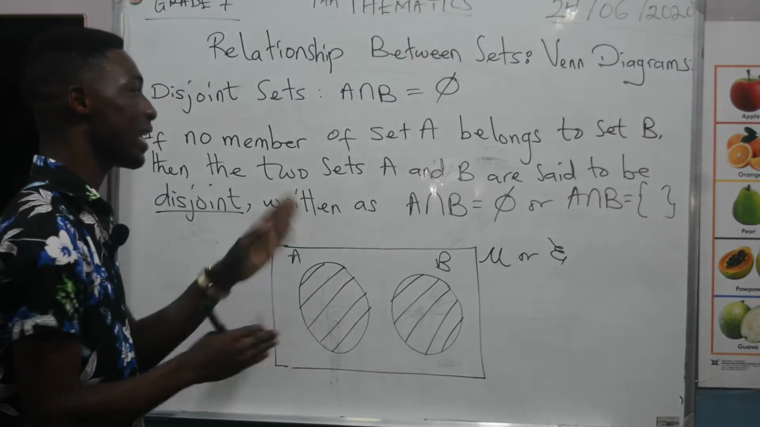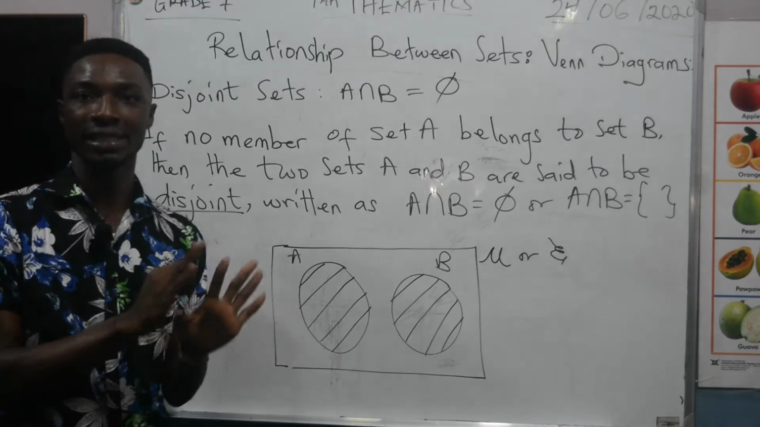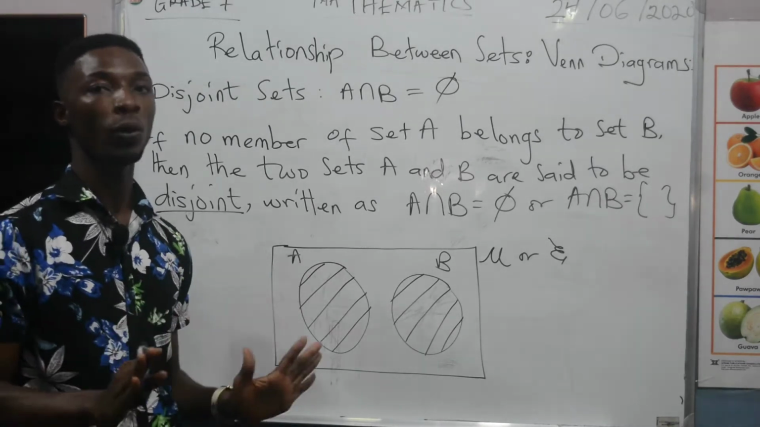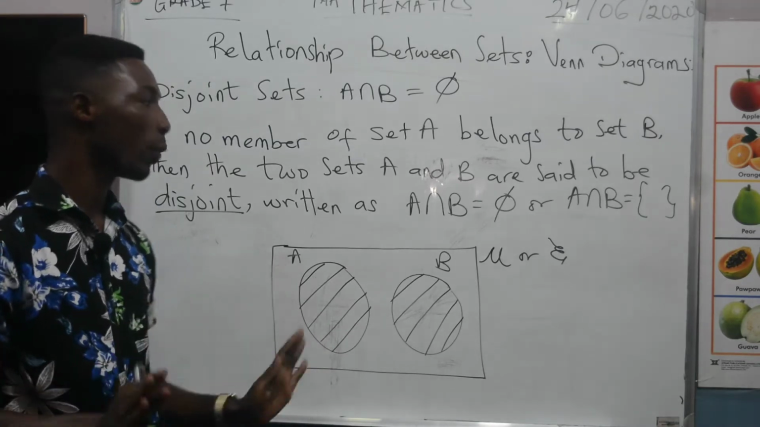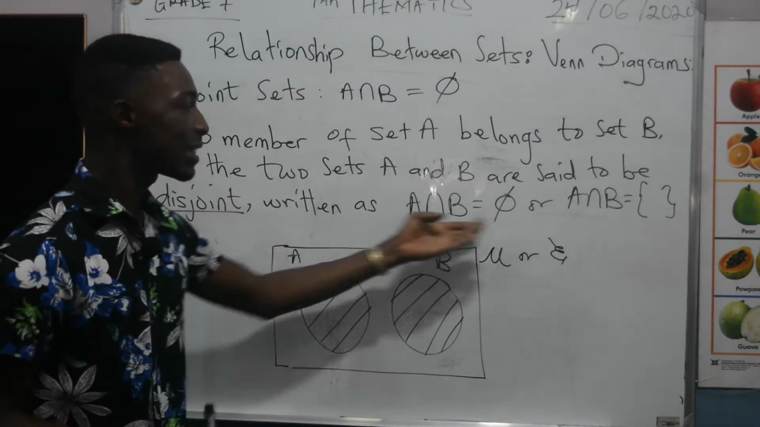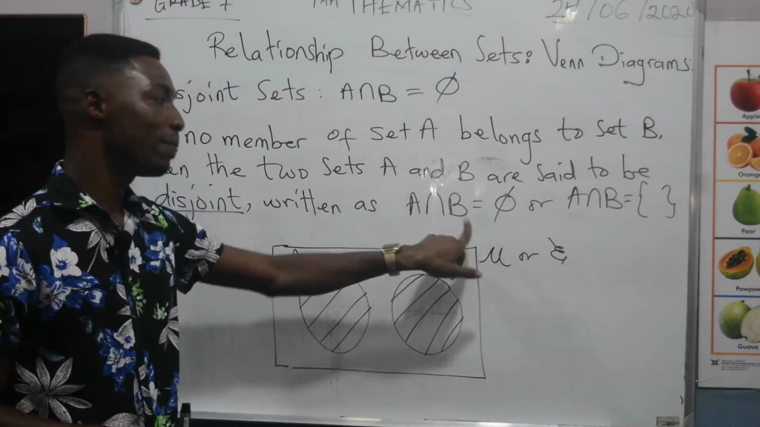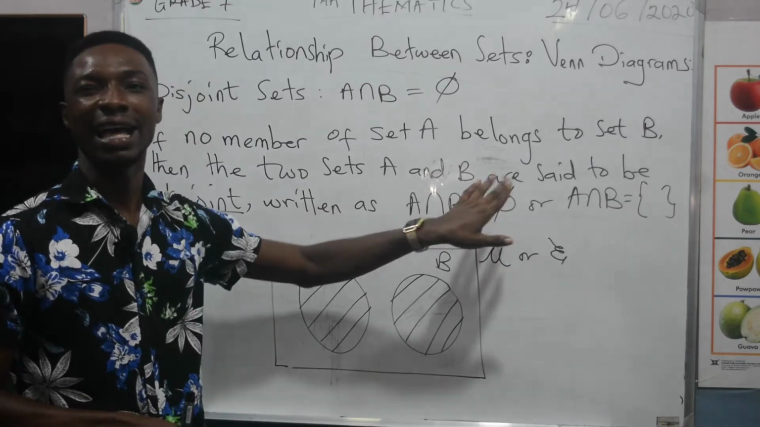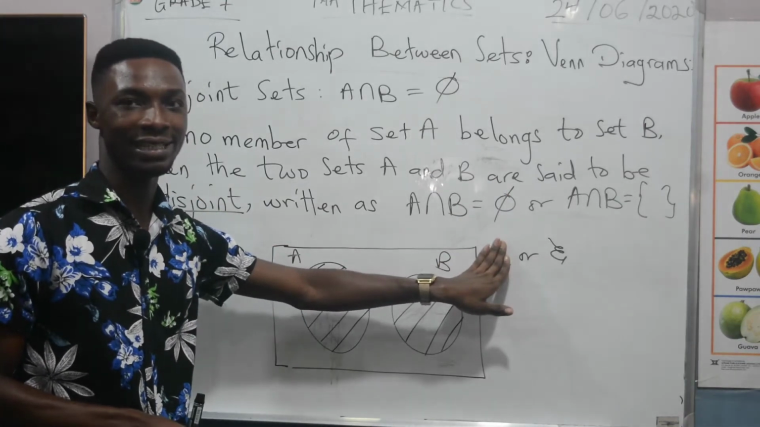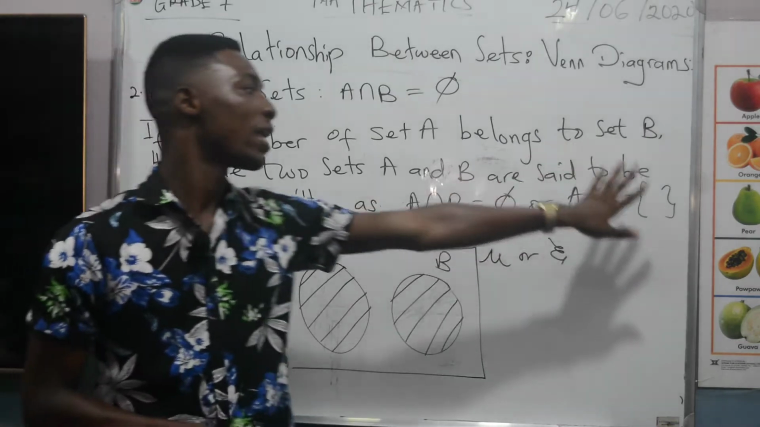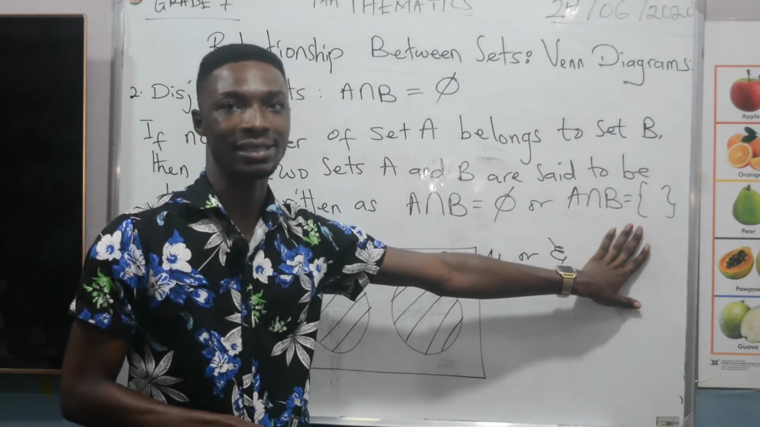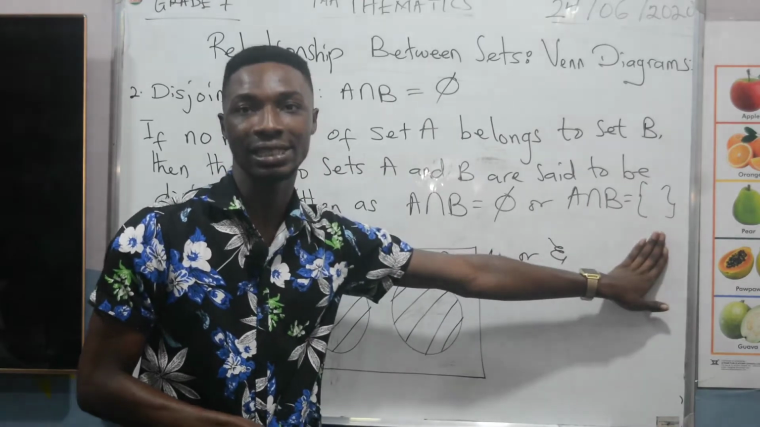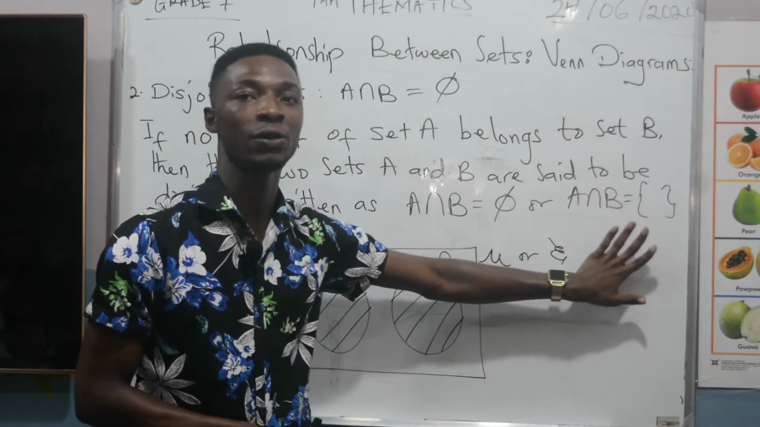So we say set A and B are disjoint sets. That is, they have nothing in common. They have no members in common. They are written as A intersection B is equal to phi. This represents a set with no elements, isn't it? So you write phi or empty curly brackets to show that the intersection of A and B is empty. That is, they have no element in common.